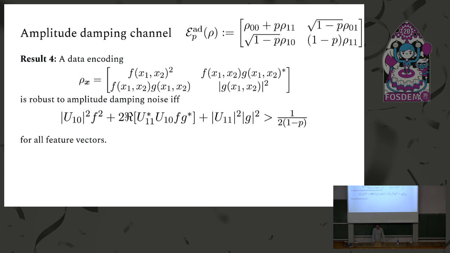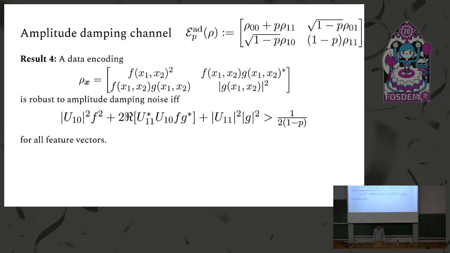The one that I want to highlight briefly in the remaining time is the case for the amplitude damping channel. So this is where the underlying data encoding really shows up and matters a lot. So the result that we're able to show here is robustness if and only if this equation in the middle of the slide holds. So on the right-hand side, the lowercase p is the strength of the noise channel. And on the left-hand side, the condition involves the functions f and g, which define the data encoding, and the optimal unitary parameters or matrix elements, U10, U11, and U10.